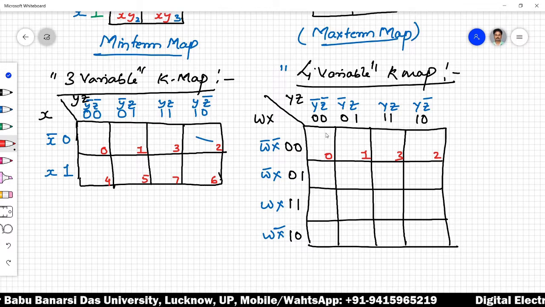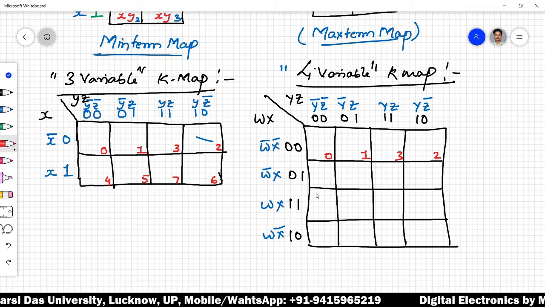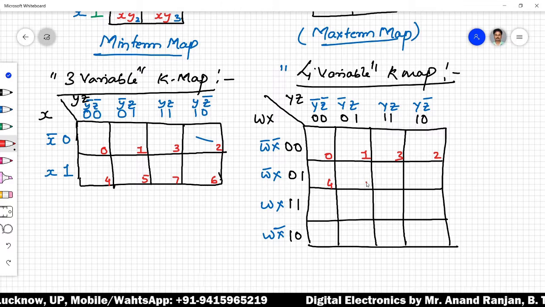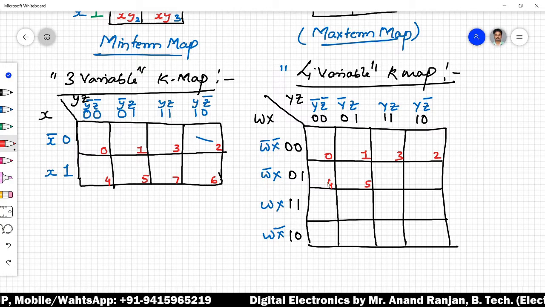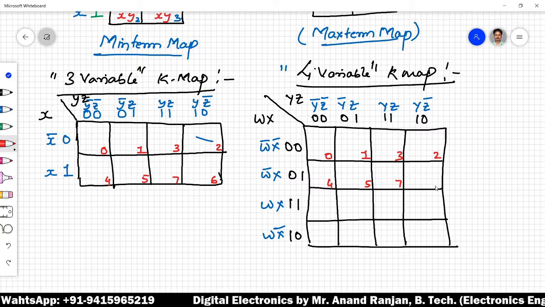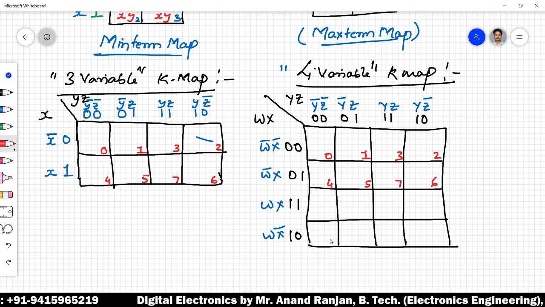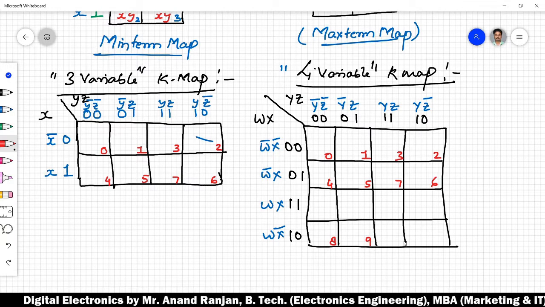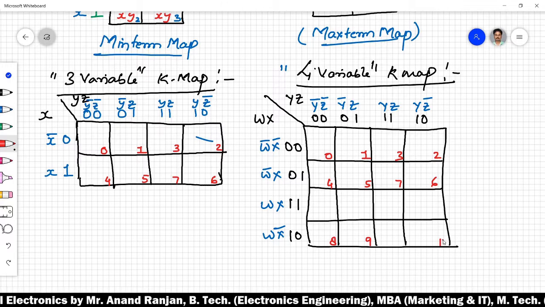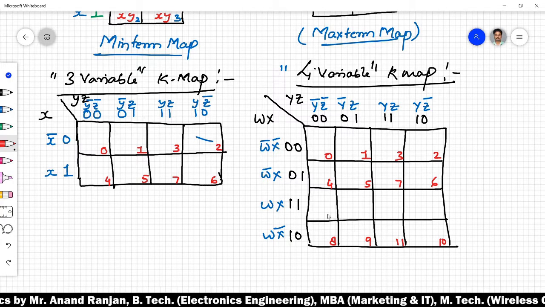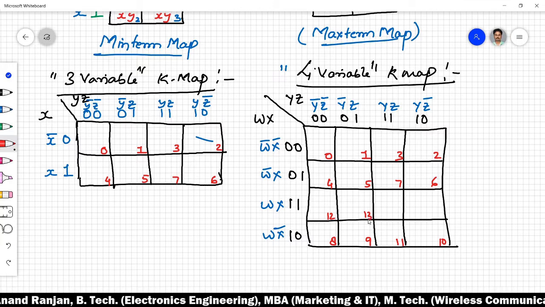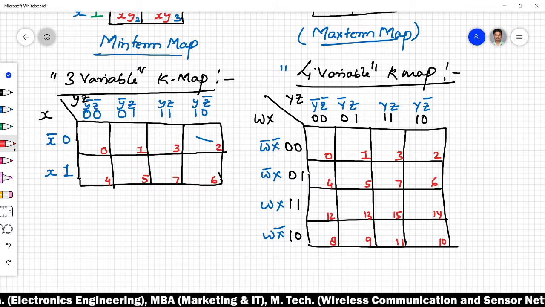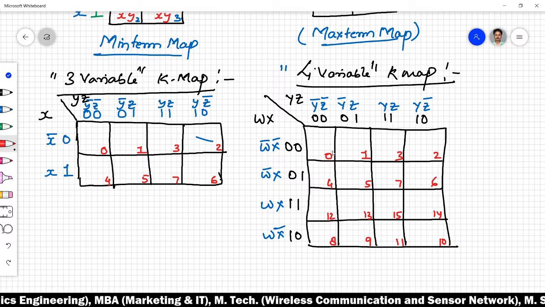And if you follow the same convention to fill the decimal equivalent in the corner of the cell, here you will have 4, here you will have 5, here 7, here 6, and if you consider here you will have 8, 9, 10, this is 11, this is 12, 13, 14, and 15. So rhythmically you can also remember how to fill this.